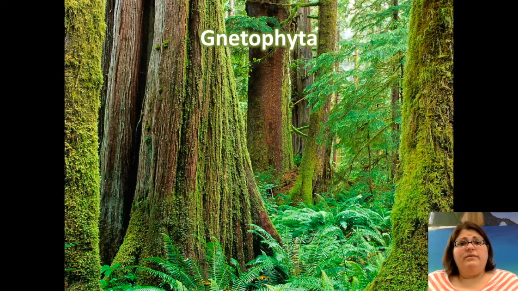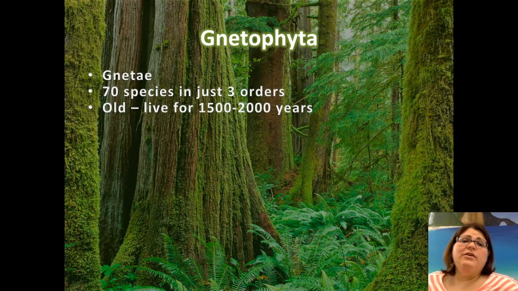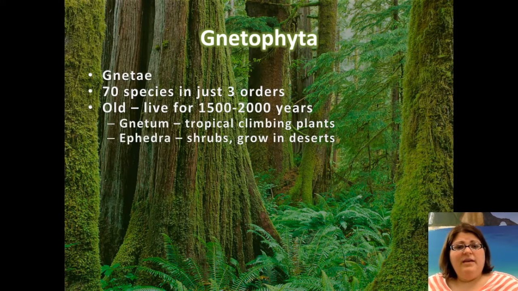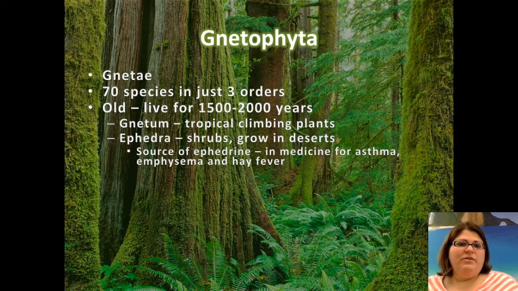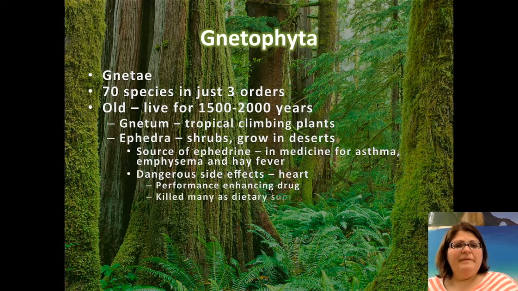Another group of gymnosperms is Gnetophyta. There are just 3 different orders that have 70 different species. They tend to be very old. They can live for thousands of years. So the 3 orders: there's Gnetum, which is a tropical climbing plant. Ephedra, which is more of a desert shrub. Ephedra, you might have heard of as ephedrine, which is used for medicine. But again, unsupervised, it can be a very dangerous supplement.